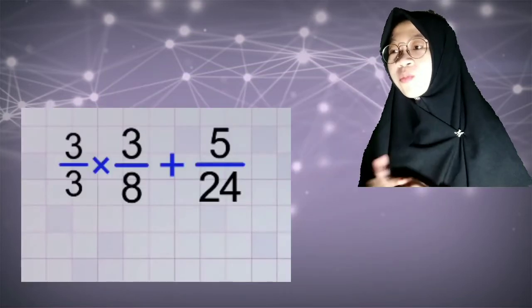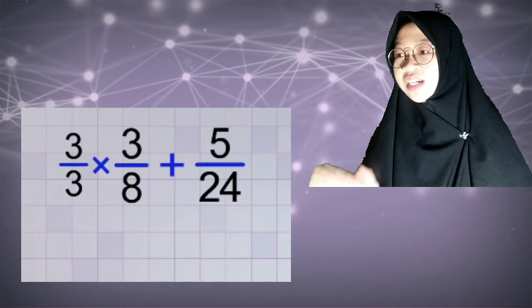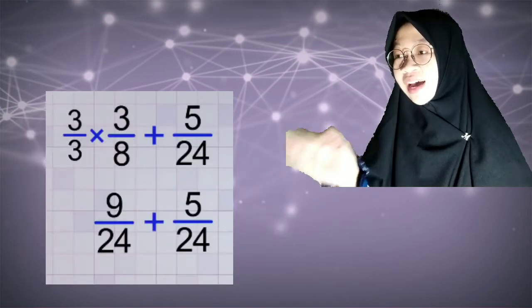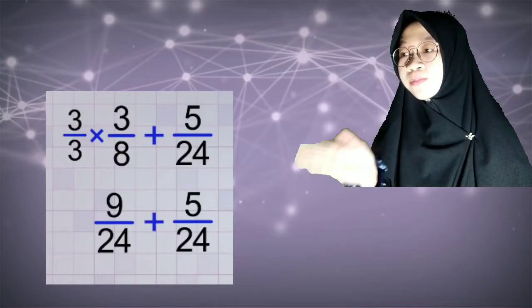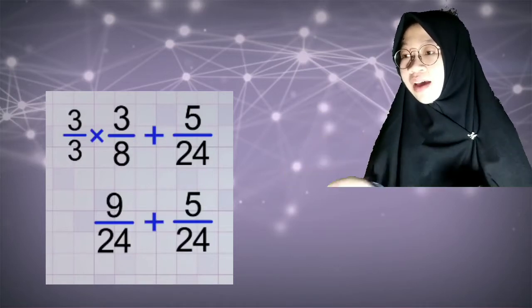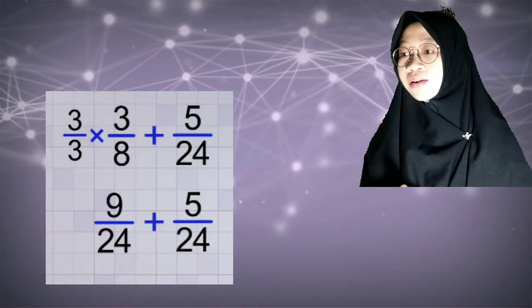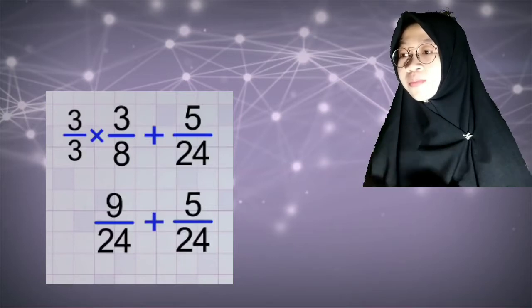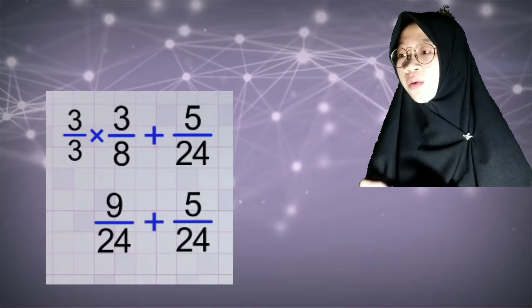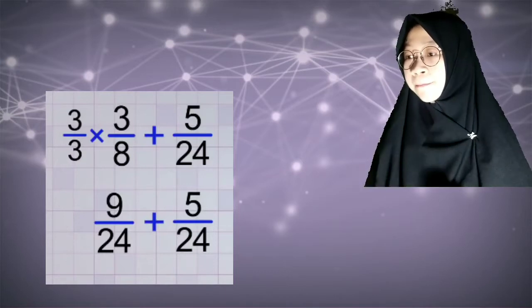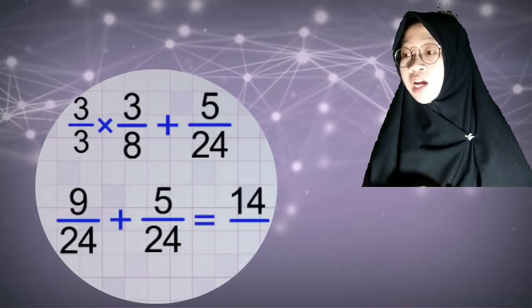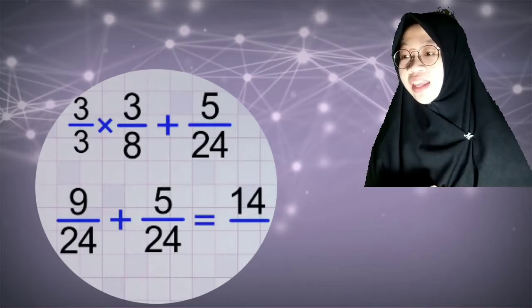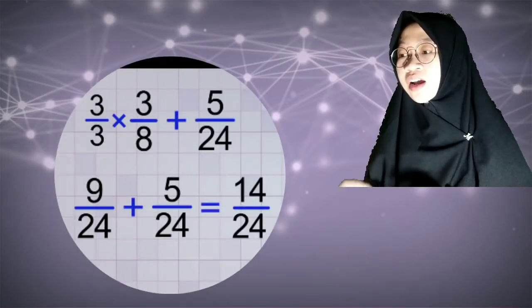Okay, now we multiply. On top, 3 times 3 gives us 9. And on the bottom, 8 times 3 gives us 24, just like we wanted. Now, we have fractions with the same denominator and we can use our simple procedure to add them. We add the numerators. 9 plus 5 equals 14. And we keep the same denominator, 24.